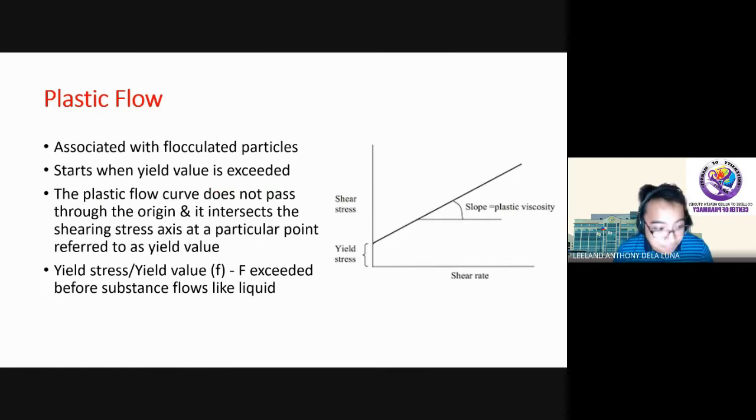So for plastic flow, ano ba yung plastic flow? So it's usually associated, class, with flocculated particles. Okay? It only starts, flow of the substance only starts when the yield value is exceeded. Ano ba yung yield value na yan, class? Ito yung yield value na yan. Meaning, class, you have to reach a certain amount of force. You have to use a certain amount of force before the fluid starts to flow.